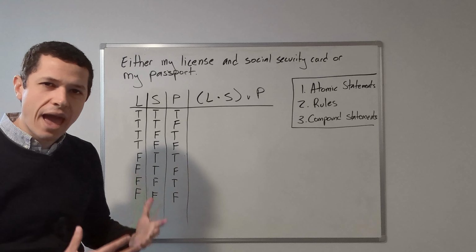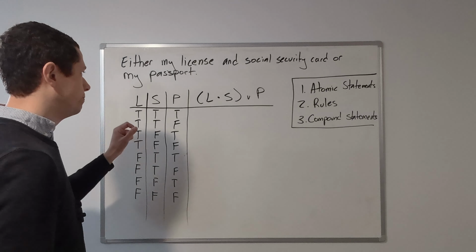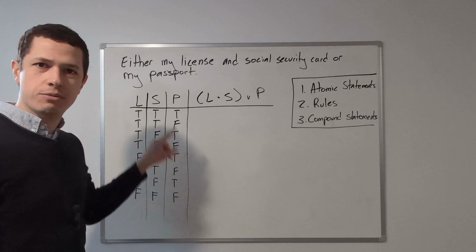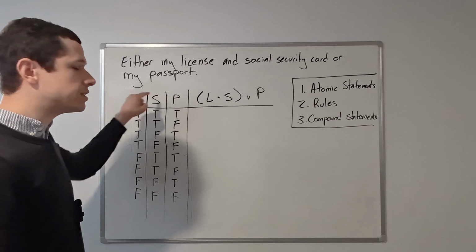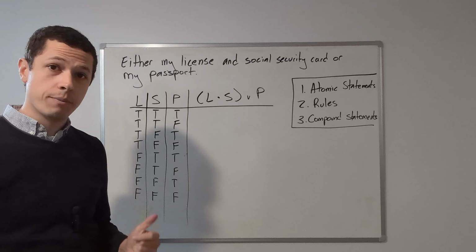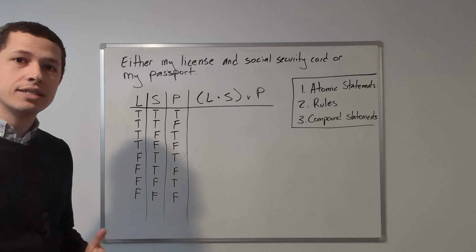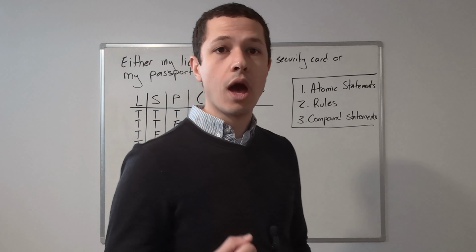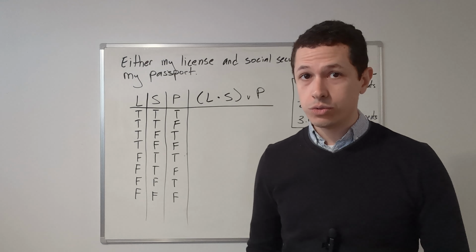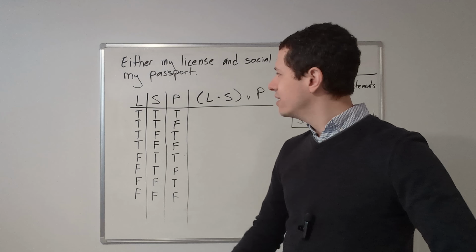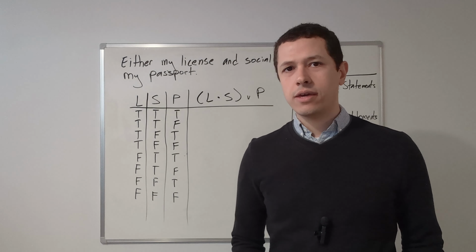The order doesn't actually matter. It'll work all just the same, so it's arbitrary. I've just listed it out in the same order that it appears in the compound statement. And then what this is supposed to do is just list out every single combination of truth values for these statements.